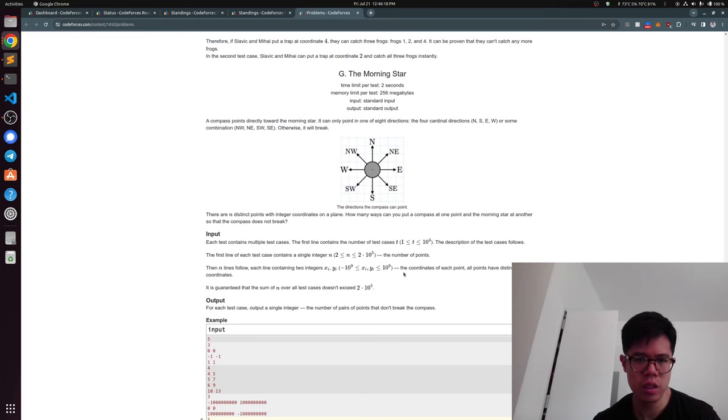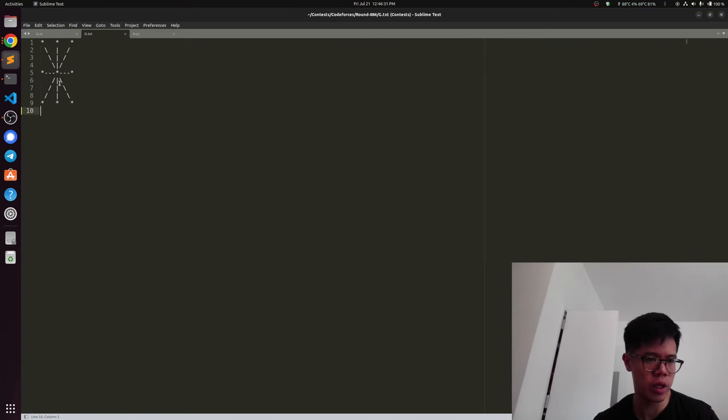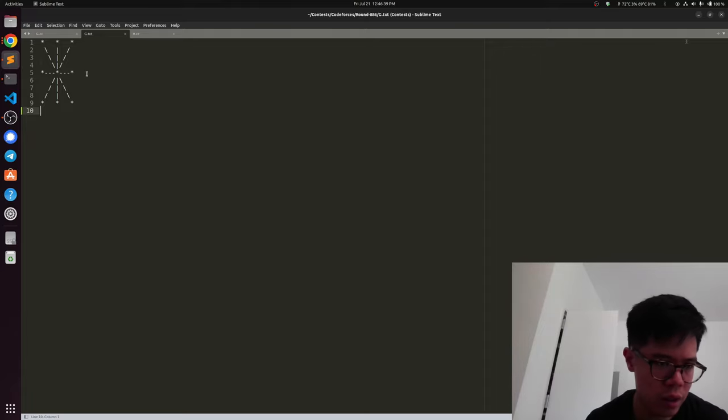Problem G. Okay, in problem G we have these 8 directions and we want to find how many pairs of points can we set up that are exactly aligned in one of these 8 directions. Let's consider this point here, right? There's basically 4 lines that we care about, where another point can lie on the line. And for each of these lines, there's kind of a unique determining function to define that line.